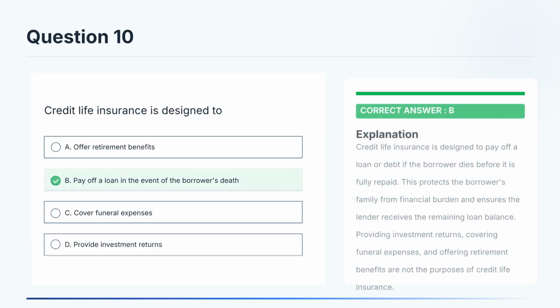The answer is B. Credit life insurance is designed to pay off a loan or debt if the borrower dies before it is fully repaid. This protects the borrower's family from financial burden and ensures the lender receives the remaining loan balance. Providing investment returns, covering funeral expenses, and offering retirement benefits are not the purposes of credit life insurance.